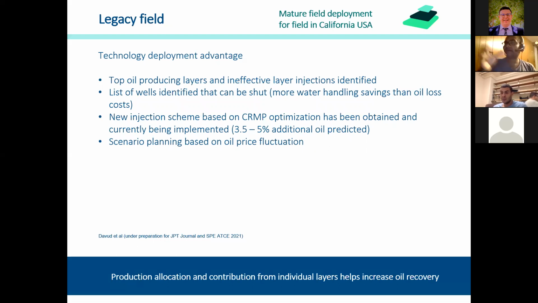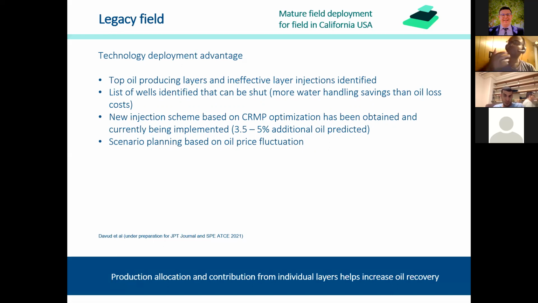Yeah. We could identify where they were just recycling water, so you could come up with a list of wells which needed to be shut down, right? And that itself is a huge savings, right? Because water also has some handling cost at the surface. And then you could go back and rerun an optimization saying that now that I know the FIJs, what should be the new injection, so that I can increase recovery, right? So we ran that, and now it's currently being implemented as we speak.